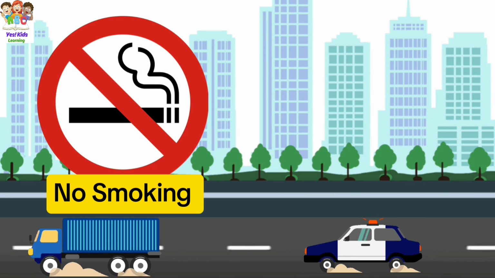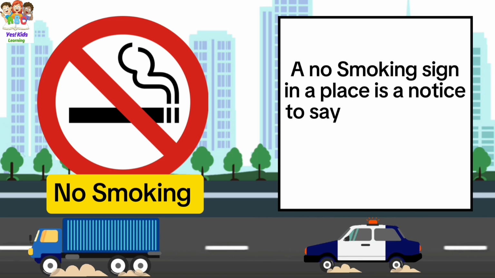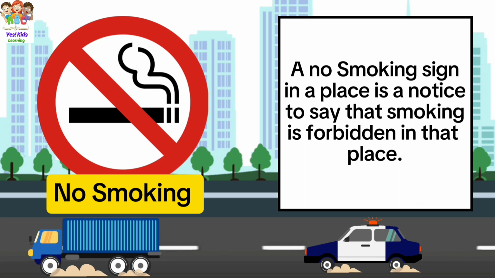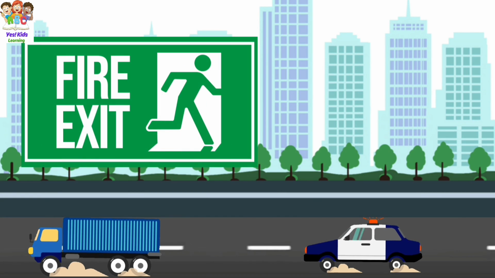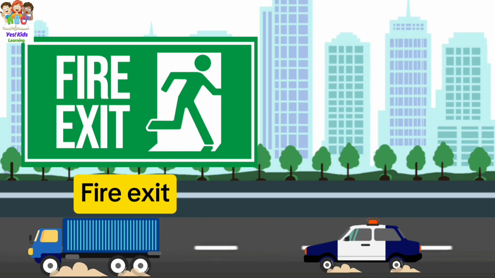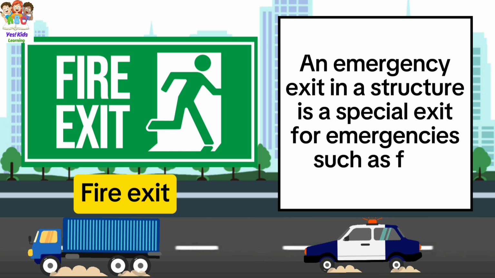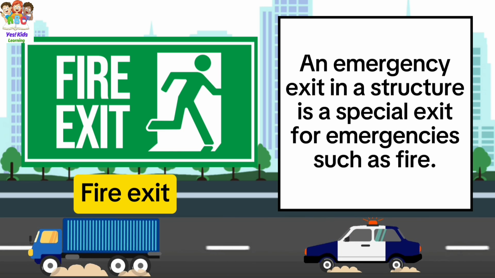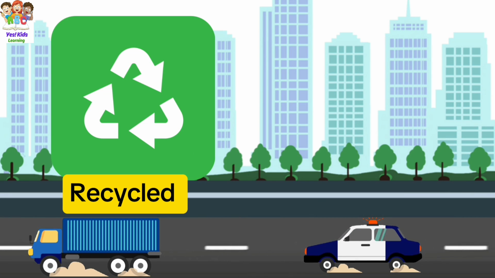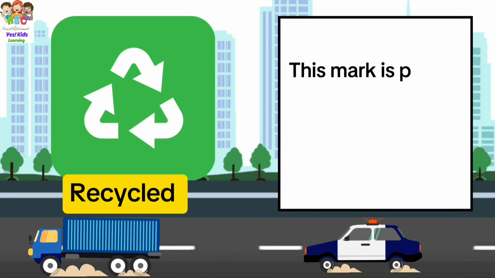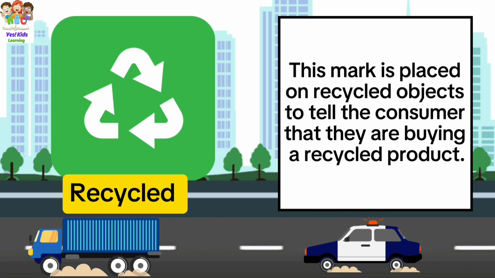No smoking. A no smoking sign in a place is a notice to say that smoking is forbidden in that place. Fire exit. An emergency exit in a structure is a special exit for emergencies such as fire. Recycled. This mark is placed on recycled objects to tell the consumer that they are buying a recycled product.